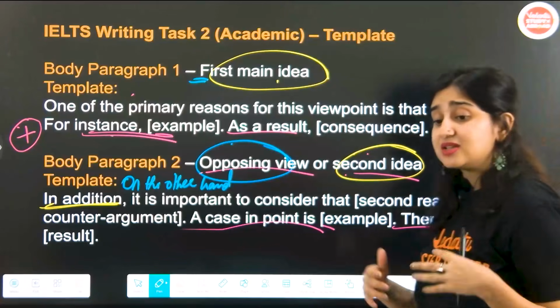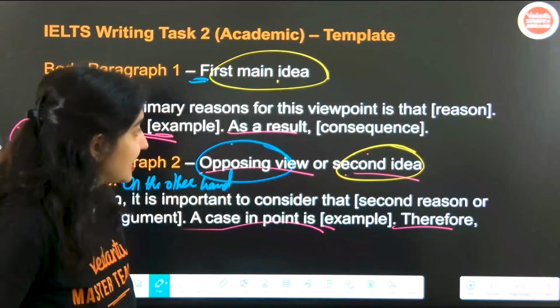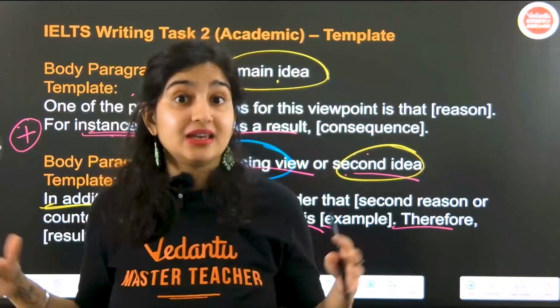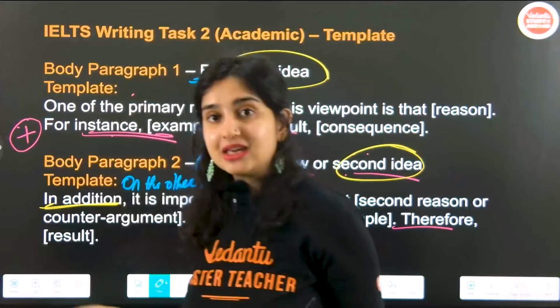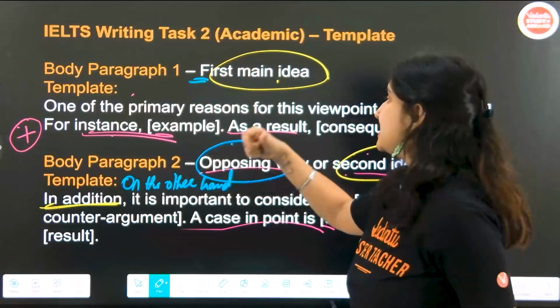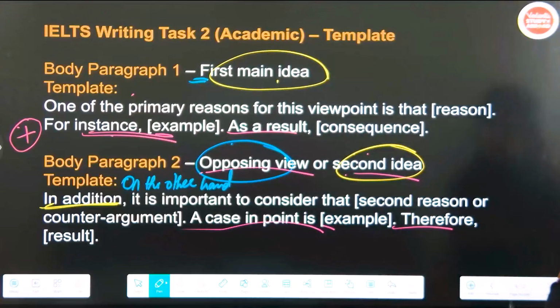So many different ways. Don't repeat your phrases too much. Show variety. Show the examiner that, hey, I know all of these different phrases. I can write in a fancy manner. Make use of these synonyms that are provided here. Don't keep repeating for instance, or as a result, okay?